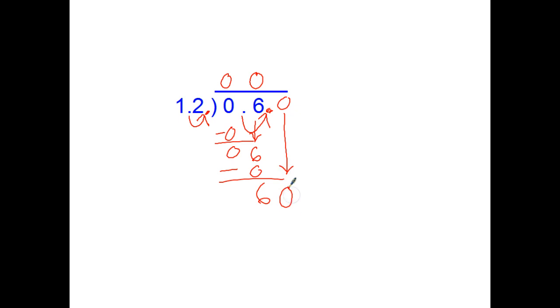How many 12s in 60? 12, 24, 36, 48, 60. There's going to be 5 of them. It comes out perfectly even. Don't forget to put the decimal point in. So 0.6 divided by 1.2 is 0.5. That makes sense because 0.6 is half of 1.2.